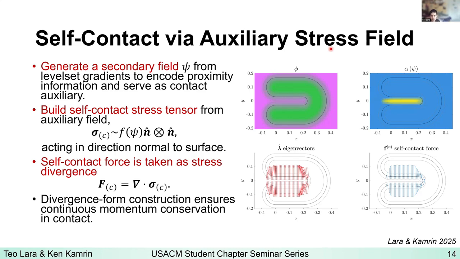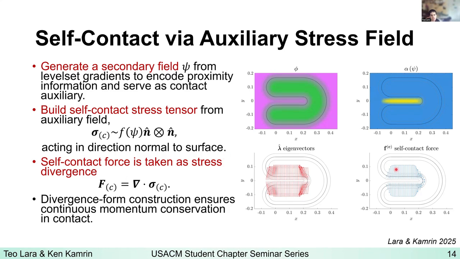The psi field is built via an integral kernel of the local level set gradients, right? So it grows when the two sides of the object are coming into contact. From this psi field, you can build yourself a self-contact stress tensor, which acts in the direction normal to the solid surface. And then you have a contact force, which is the divergence of this stress, right? And you have this divergence just so you can ensure continuous momentum conservation in your contact, right?